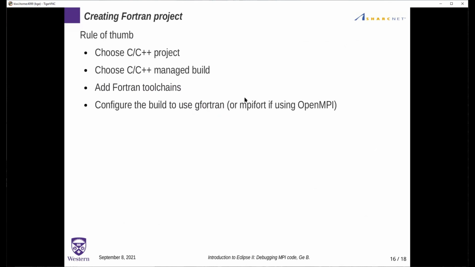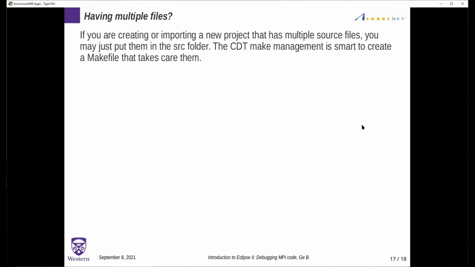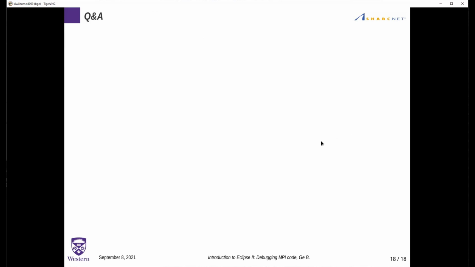Okay, so to create a Fortran project, create a C++ project if you don't have the Fortran interface available, and create everything as C++, and then you just select the Fortran tool chain rules and compiler, and then build and run as usual. Having multiple files, I already showed that you can put multiple files in the same directory, and the Eclipse build mechanism will take care of that automatically. So I'll just stop here, in case there are any questions.